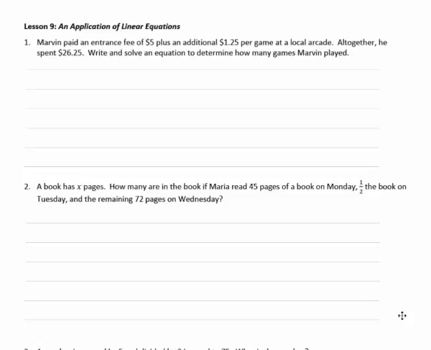Okay, ladies and gentlemen, so today we're coming back to word problems, and this is our last lesson in this chapter, so hopefully we're going to do okay with it, and hopefully these make a little bit more sense than some of the ones we did earlier.